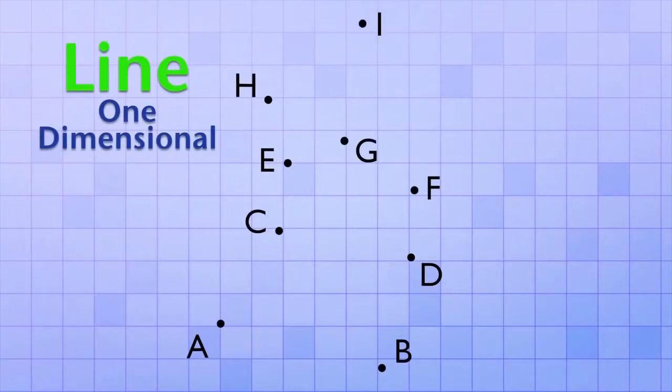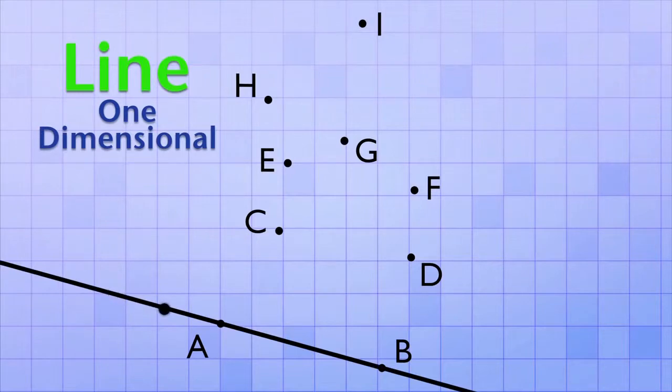A line, on the other hand, is a one-dimensional object. If you're on a line, like line AB, there's only one dimension that you can travel in. Sure, you can go forwards or backwards along that line, but it still has only one dimension. You can't get to point C without going off of line AB.